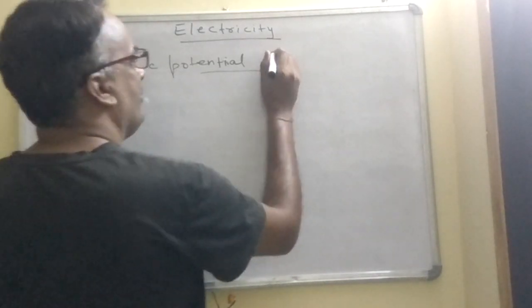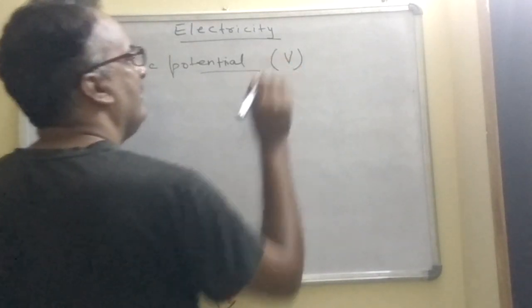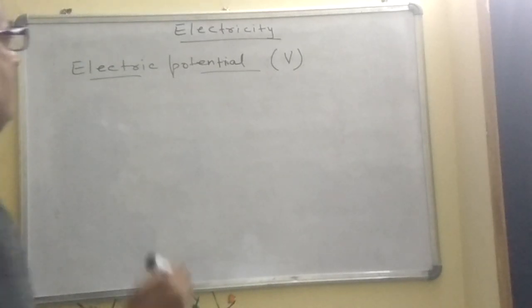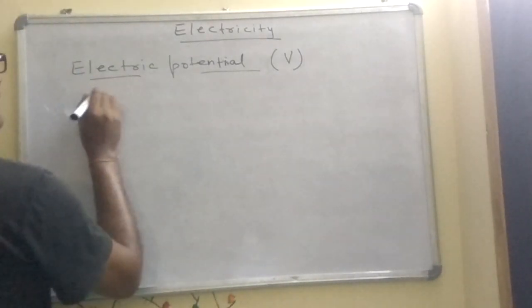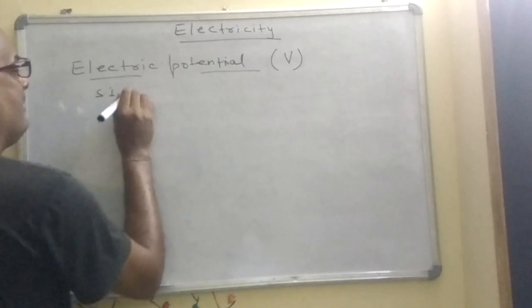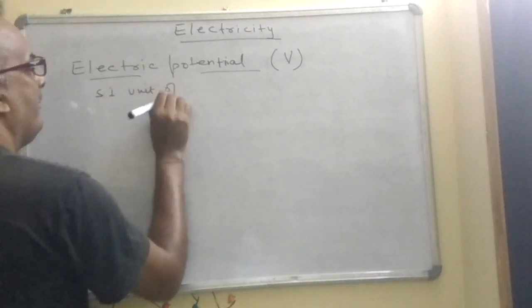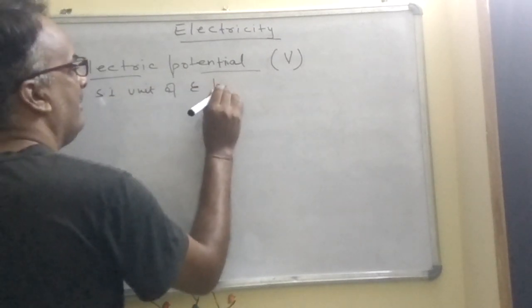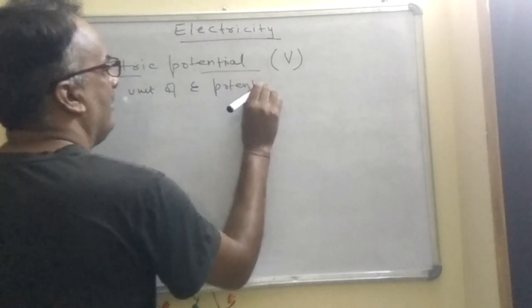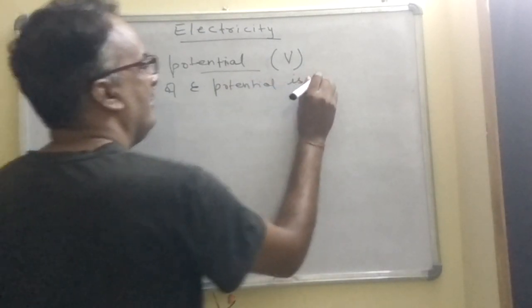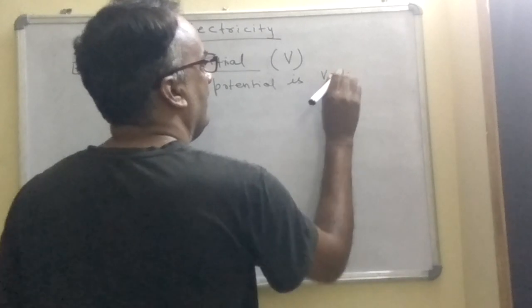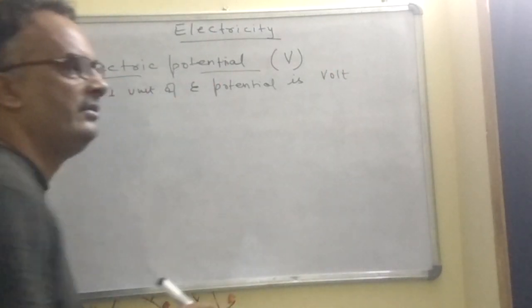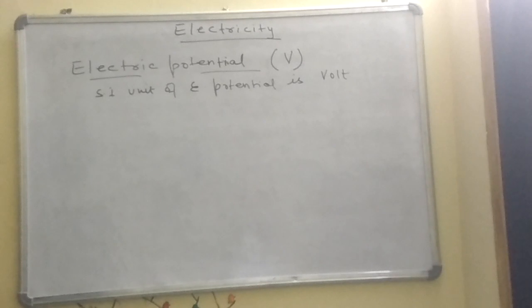This electric potential is denoted by capital V. And SI unit, what is the SI unit of electric potential? The SI unit of electric potential is volt. Okay, V-O-L-T, volt. So it is volt.